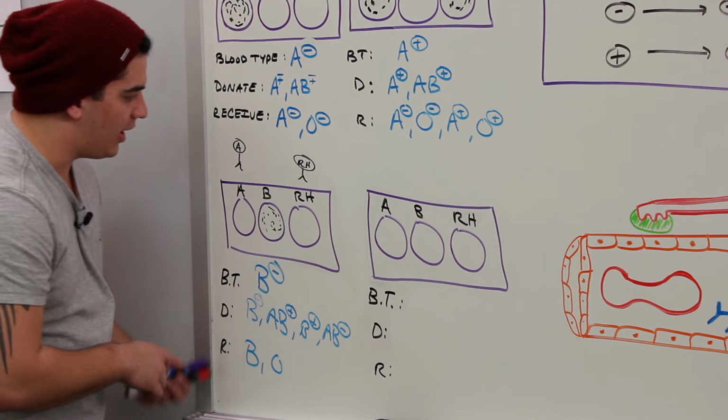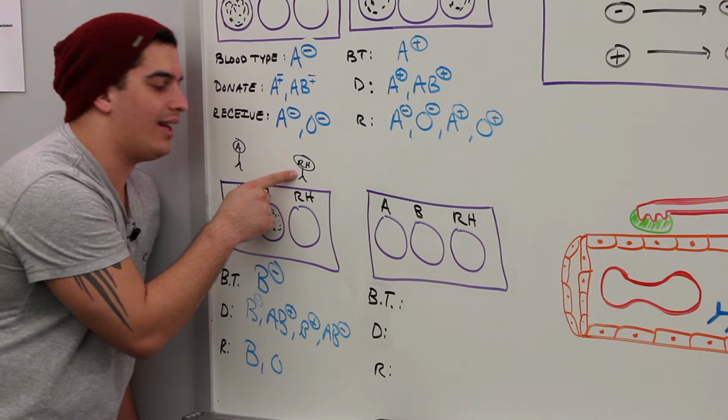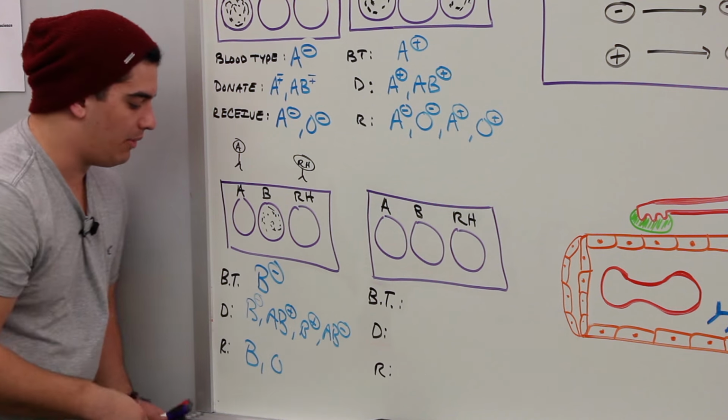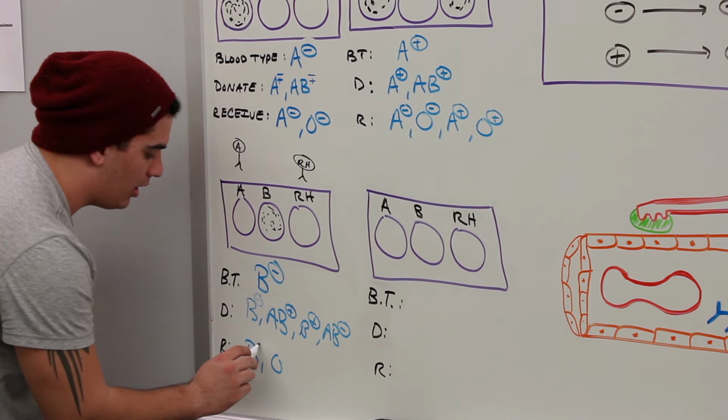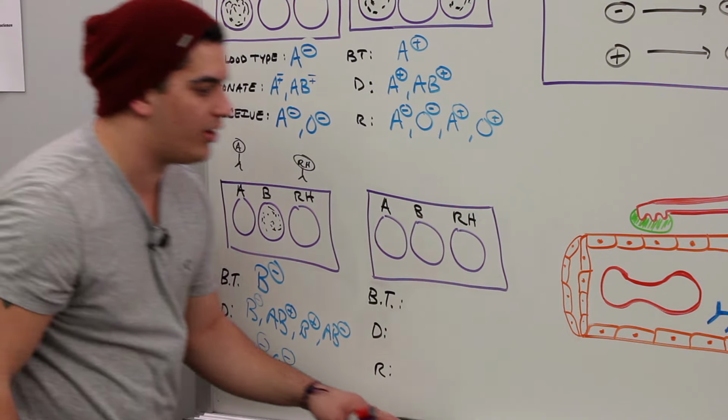Now, let's go back to this thing. What do they have in their plasma? Rh antibodies. So they cannot receive blood from anybody who is Rh positive. So what does that mean? This can only receive from B negative and O negative. It's easy, right? Now let's come over here and do this next one.